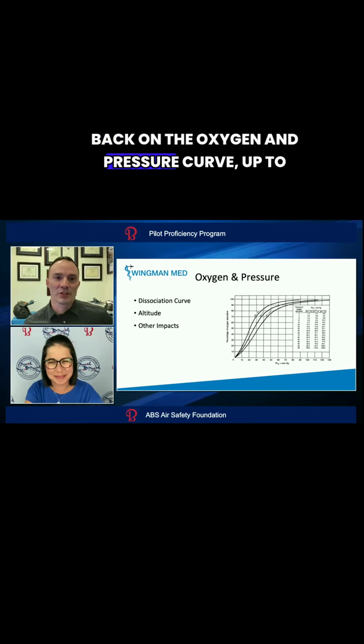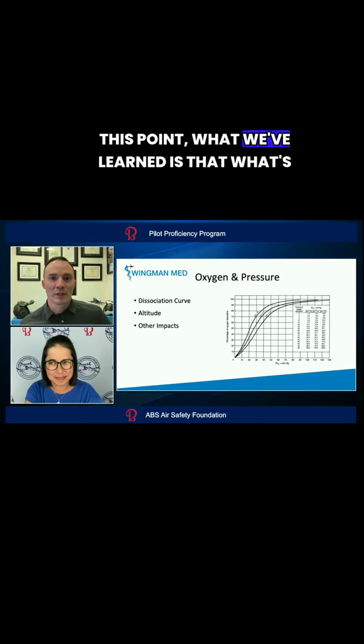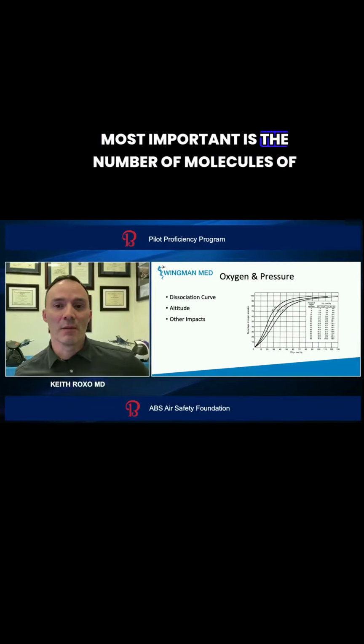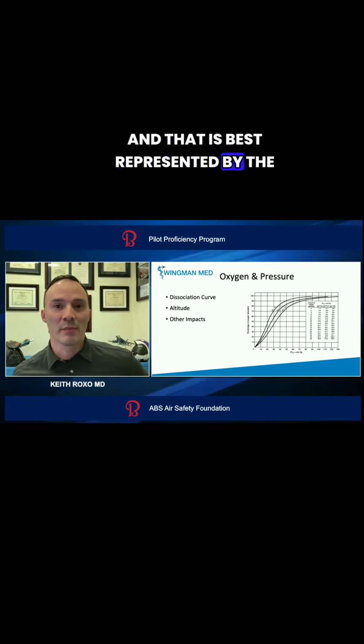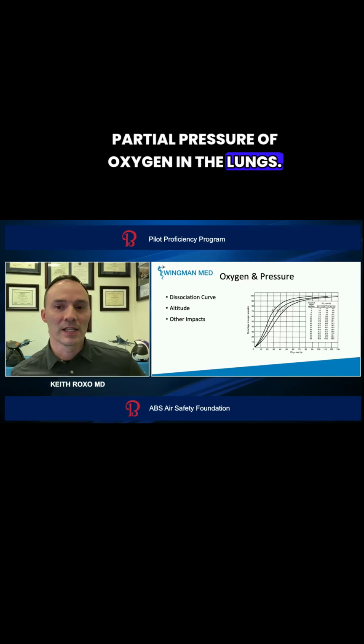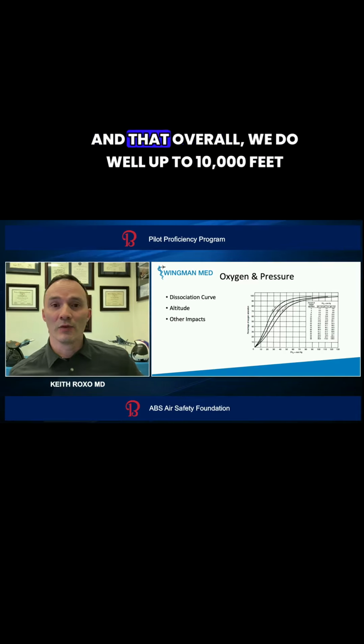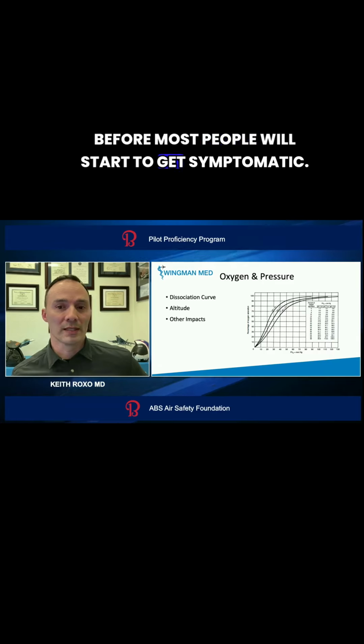Back on the oxygen and pressure curve, up to this point, what we've learned is that what's most important is the number of molecules of oxygen getting into our lungs. And that is best represented by the partial pressure of oxygen in the lungs. And that is what's critical. And that overall, we do well up to 10,000 feet before most people will start to get symptomatic.